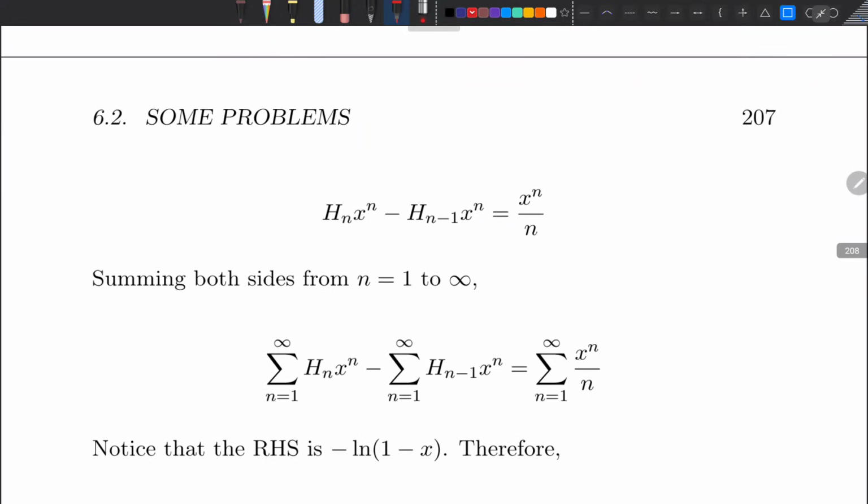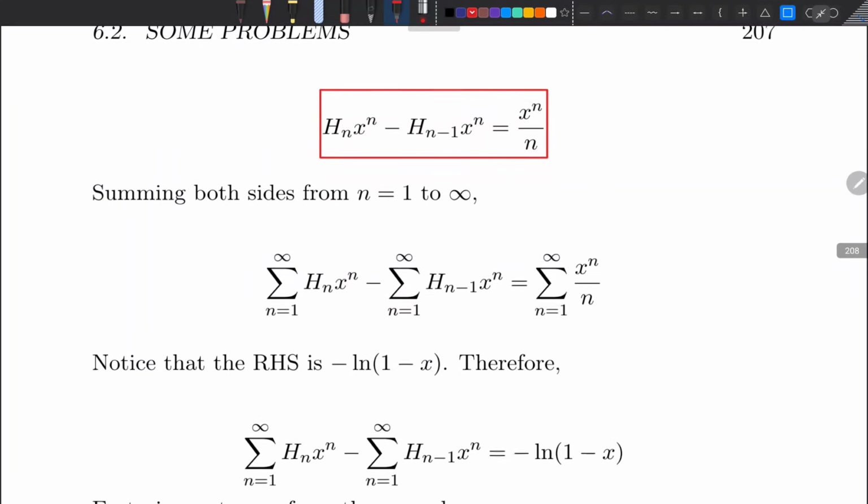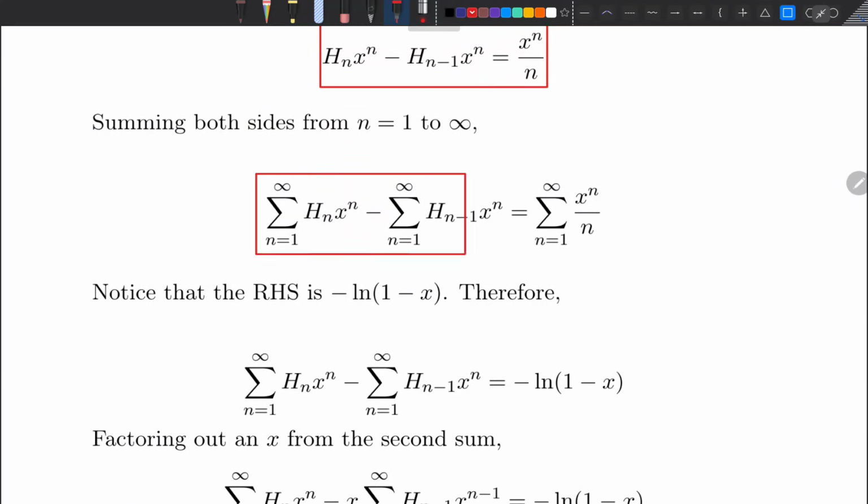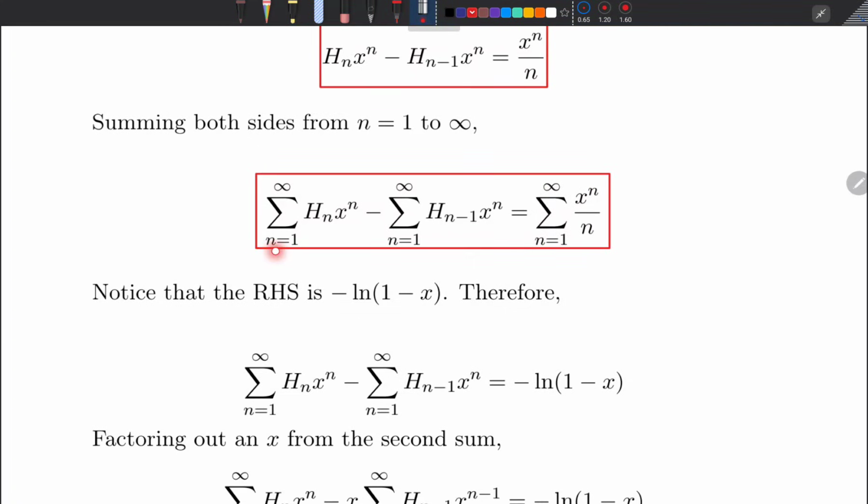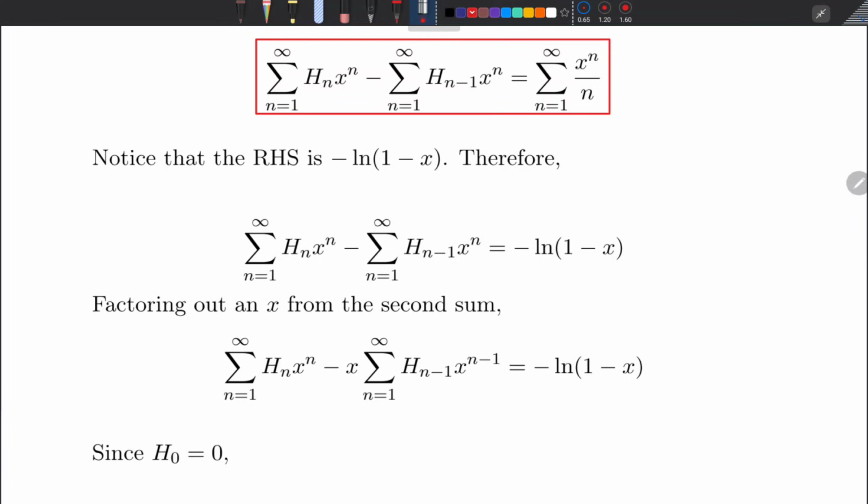Okay, and now what we have to do is multiply both sides by x to the n, and take infinite sums, that is the sum from n equals 1 to infinity of this equation. So the sum as n goes from 1 to infinity of h sub n times x to the n, minus the sum as n goes from 1 to infinity of h sub n minus 1 times x to the n, equals the sum as n goes from 1 to infinity of x to the n over n, right? And now that is basically minus the natural logarithm of 1 minus x, that we have studied at the very beginning of this chapter.